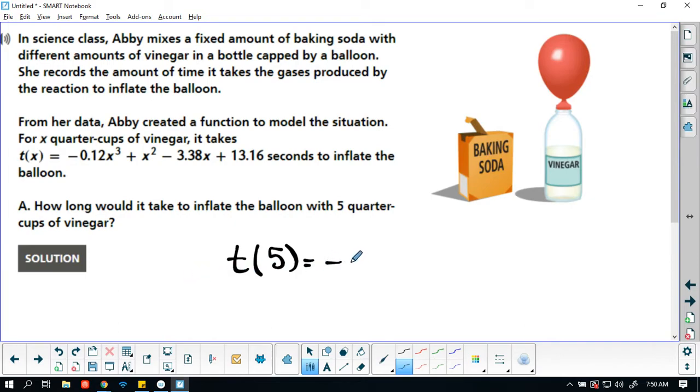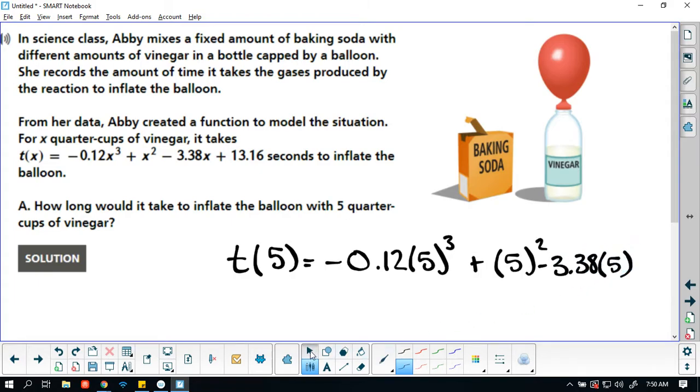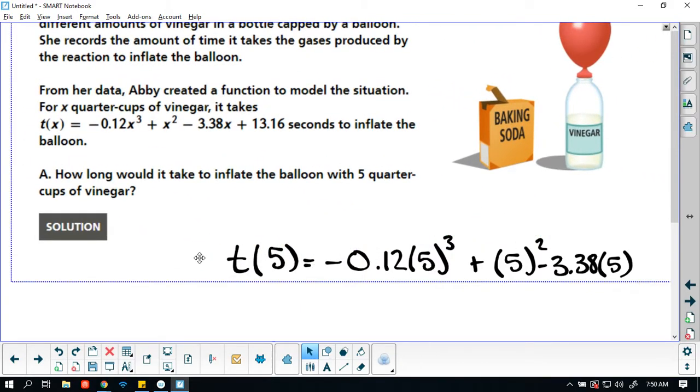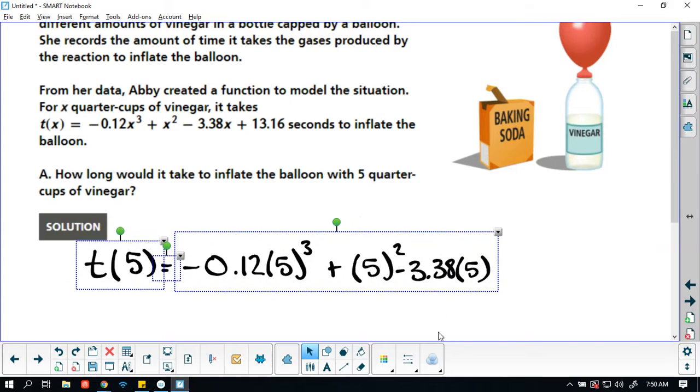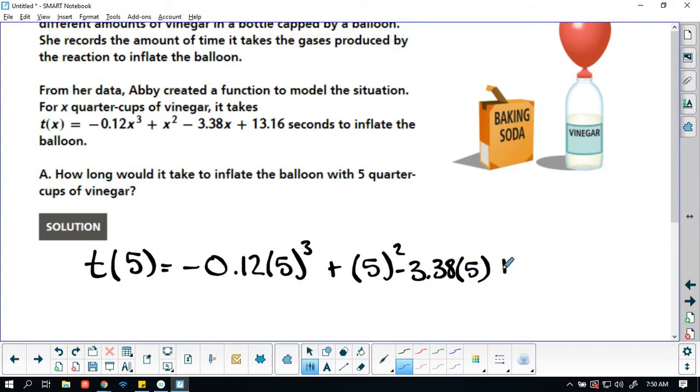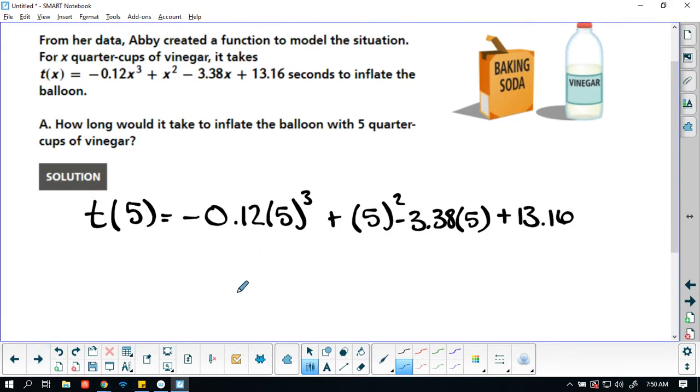All right, so T of 5 equals negative 0.12. Anywhere there's an x, I'm going to replace it with the 5. So that's 5 cubed plus 5 squared minus 3.38 times 5. I'm going to grab this whole function and move it over, because I did not leave myself enough room to write the whole equation out, plus 13.16. I'm going to use my handy dandy calculator to find this value, and what I found is T of 5 is going to be equal to 6.26. And this is 6.26 seconds.